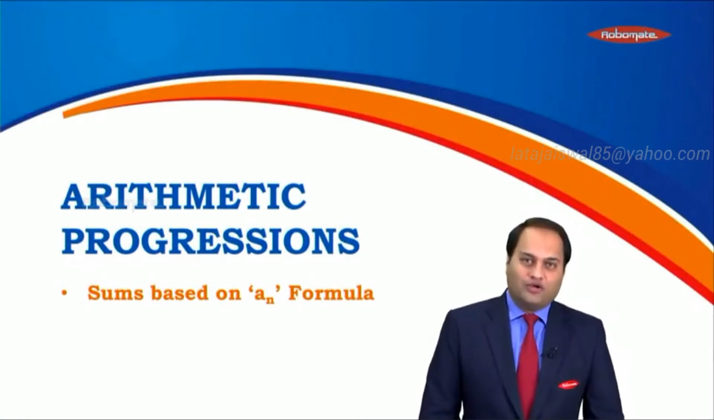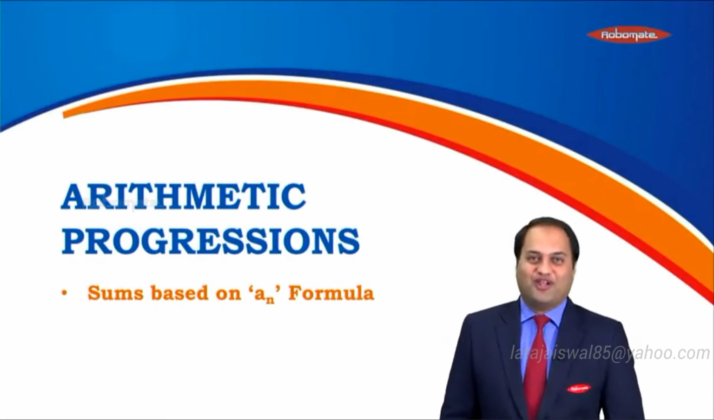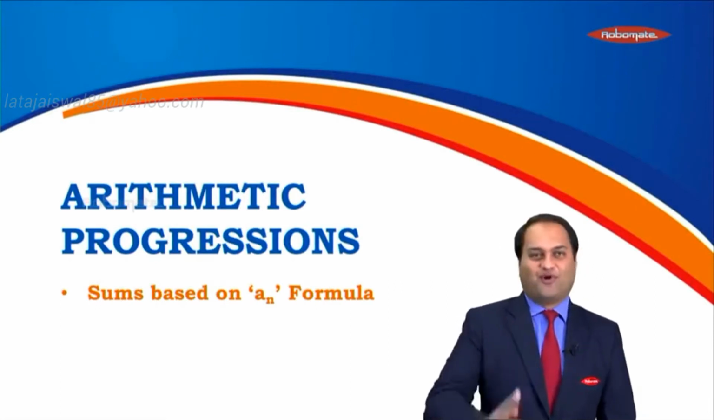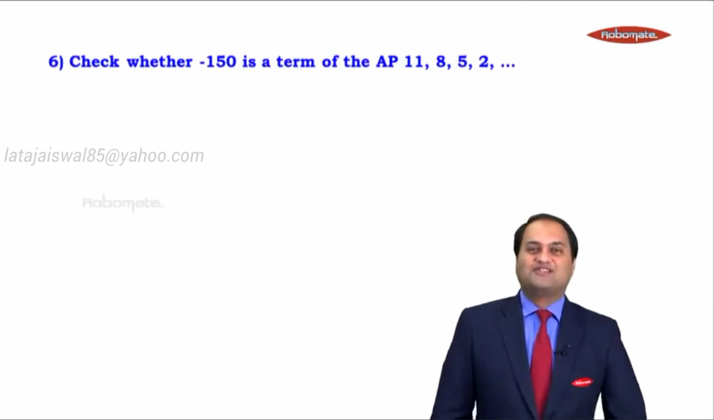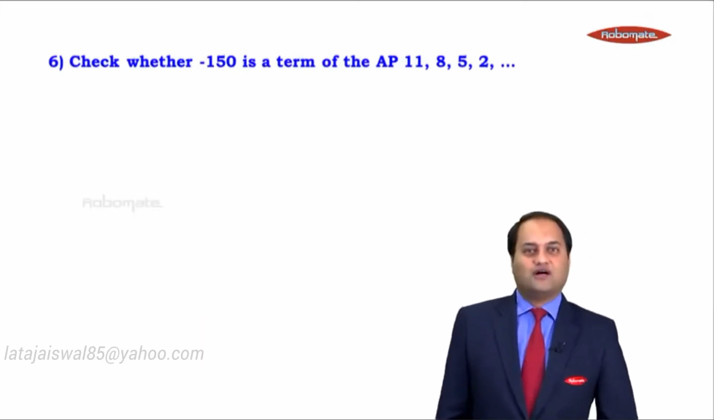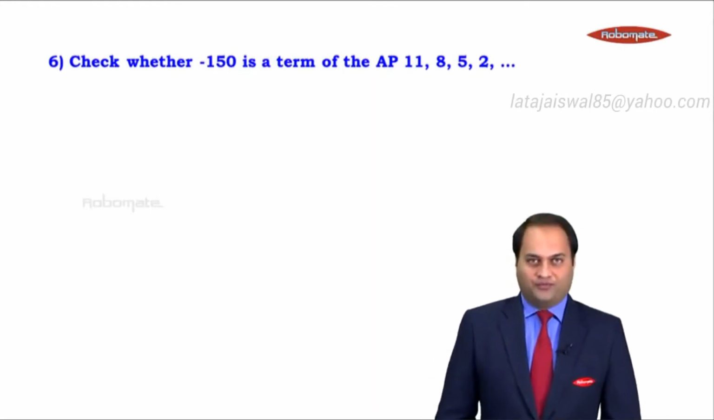Through one more module in which we will be learning one sum based on the An formula again. A good sum, easy sum, let's see what it is. The sum is: check whether minus 150 is a term of the AP 11, 8, 5, 2.